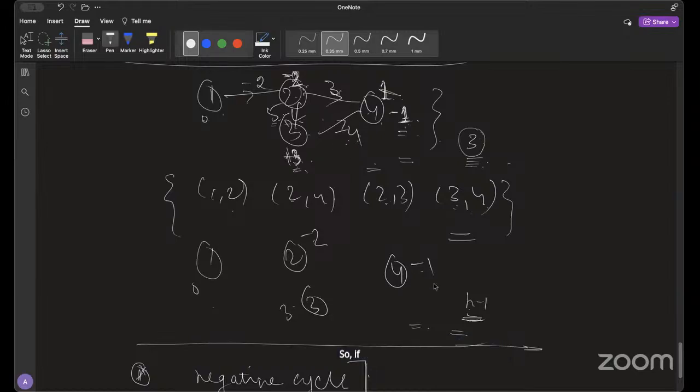We just discussed that after n minus 1 iterations, all the weights get fixed, right? But if even after the n minus 1 iterations your weights don't get fixed, that means you have a negative cycle. That's why your weights are not getting fixed, and they keep reducing and you keep getting a better answer. Is that all right? Yes.